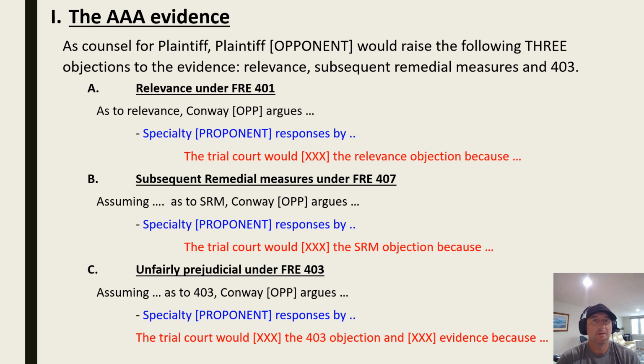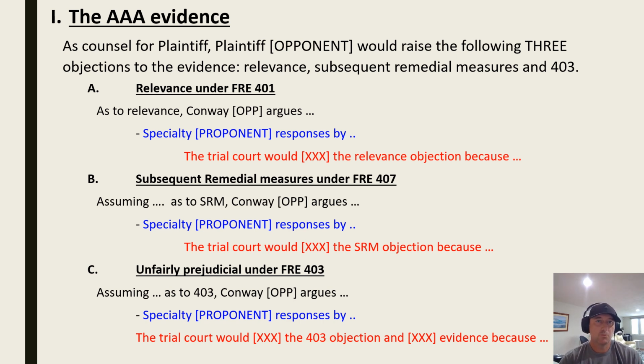You should be talking about how the opponent would argue first. We put it on the opponent to raise objections and argue objections. Then how the proponent would respond, who was trying to introduce this evidence, and how the trial court would rule. So the opponent's in black typeset, the proponent's response is in blue typeset, and then the trial court, how they would rule on each objection, is in red typeset.